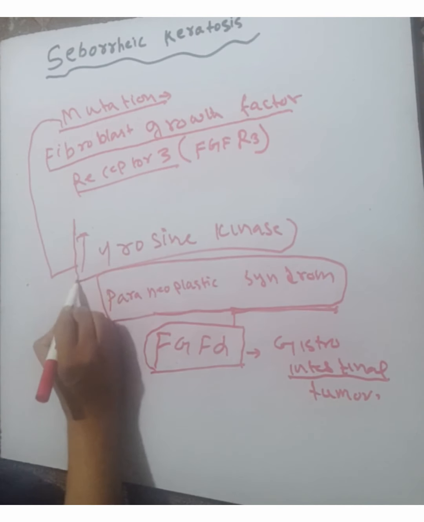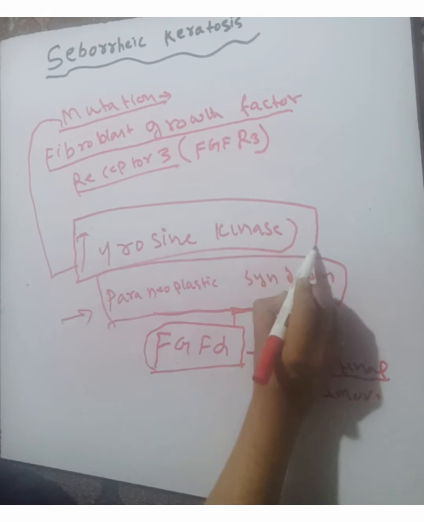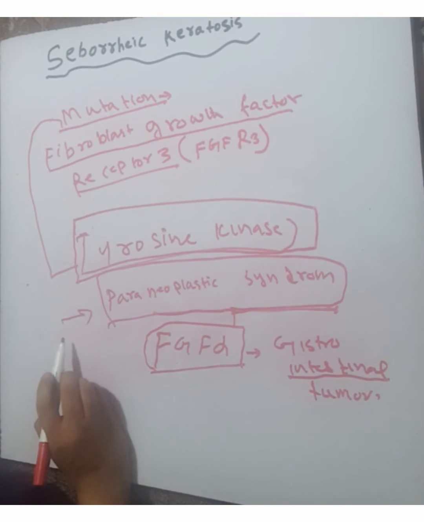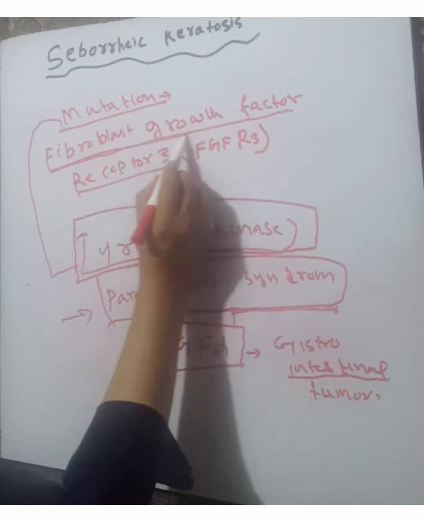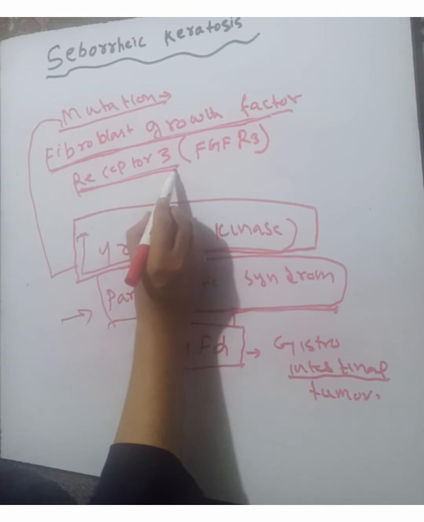Seborrheic keratosis may also be caused by a mutation in the tyrosine kinase enzyme, and also by fibroblast growth factor receptor 3 mutations.